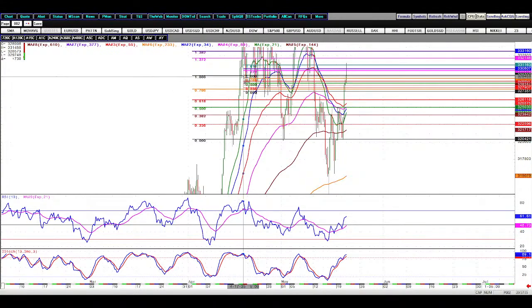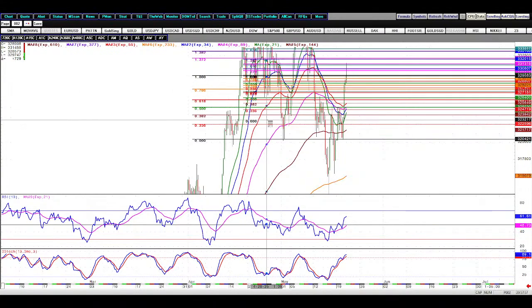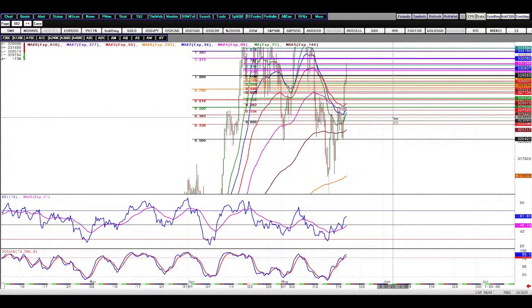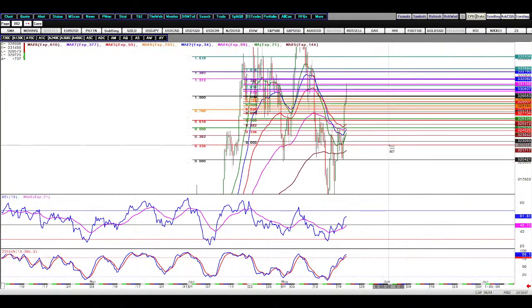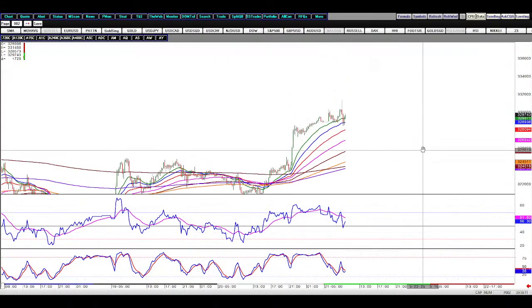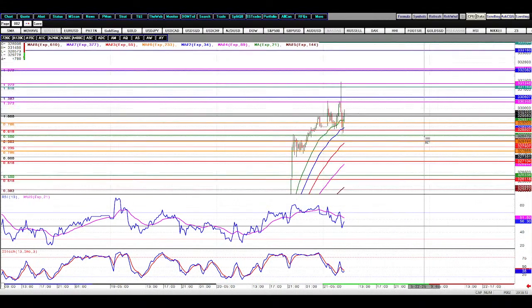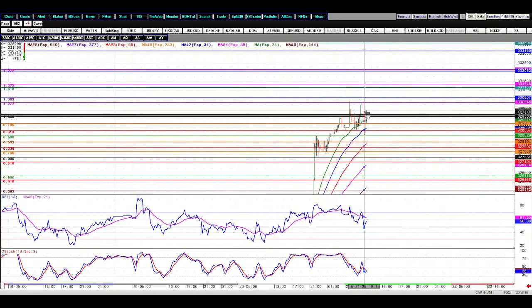3311 as one resistance level, and 3320 for sure. Okay, we want to see the price turning before that. So now when we come into the 15 minute, okay, right now I think we have seen the high.